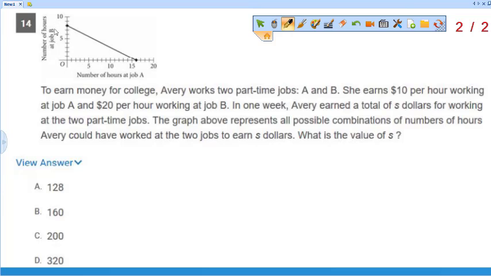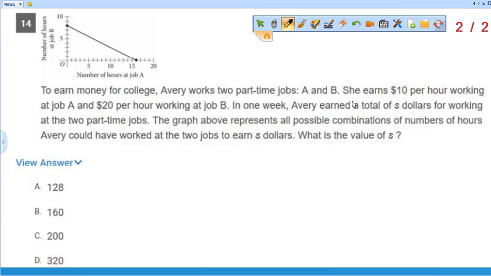If you have a graph, you must know what the x-intercept and the y-intercept are. The y-intercept represents the number of hours spent in job B, and the x-axis represents the number of hours spent at job A. This is number of hours and this is number of hours.